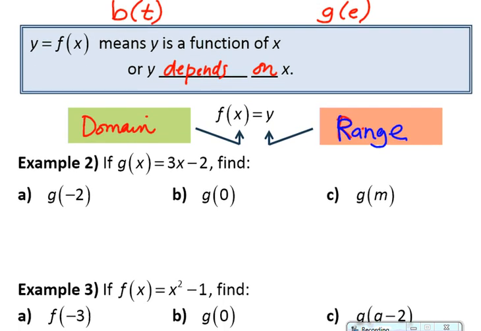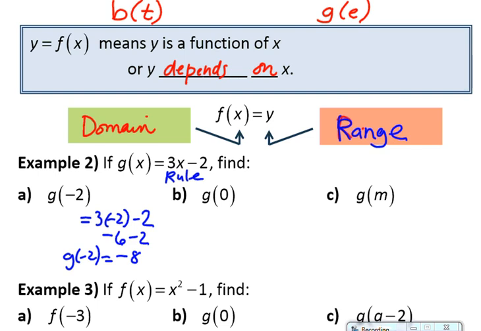All right, just a real quick review. If g of x is equal to 3x minus 2, then 3x minus 2 is our rule. The name of it is g of x. So when it says g of negative 2, that means I'm going to take the negative 2 and plug it into my rule. That gives me 3 times negative 2 minus 2. So that's negative 6 minus 2, which is negative 8. So g of negative 2 equals negative 8.